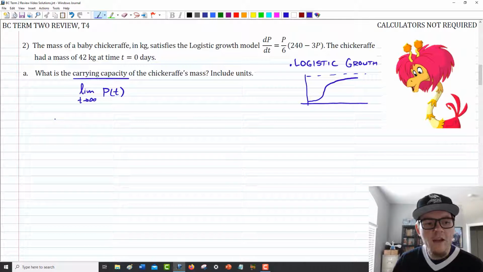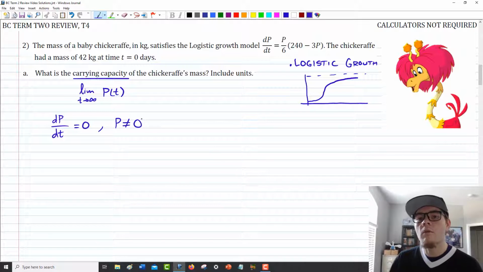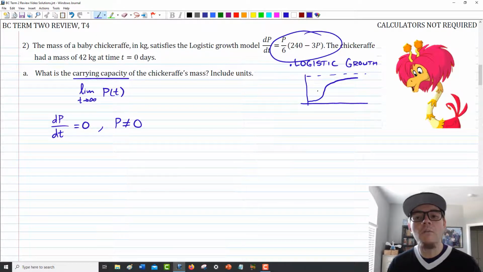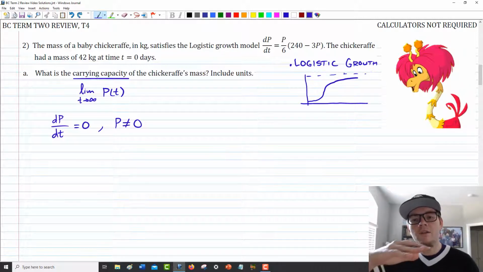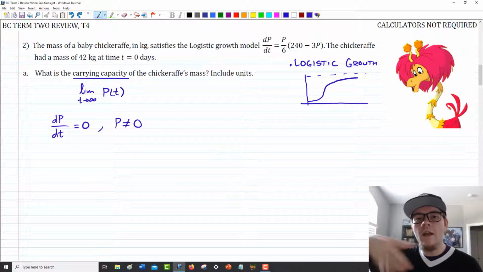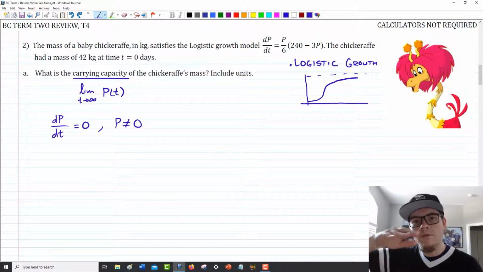The way to find the carrying capacity is to set dp dt equal to 0 and then find p that is not equal to 0. So what we're looking for is the non-zero population, or in this case mass, that makes the differential equation 0. And the idea is the carrying capacity is this asymptote. That's the population that would be sustained by the amount of resources that we have. So once the growth rate, aka the derivative, is 0, that population that's reached right there would be the carrying capacity. It would flatten out in a sense.